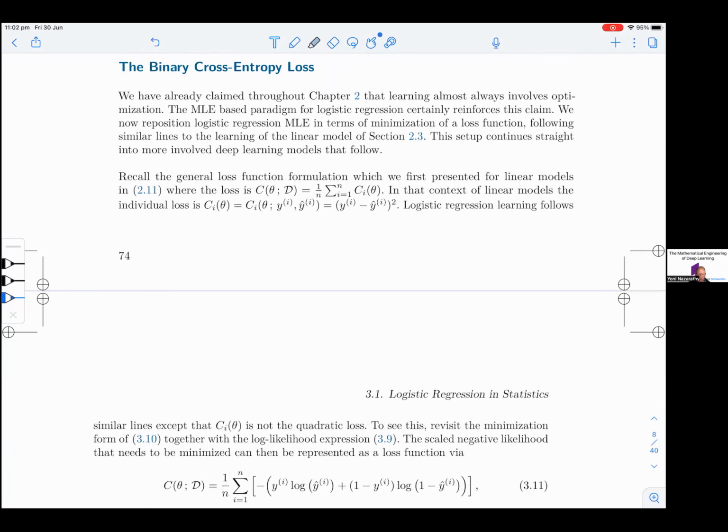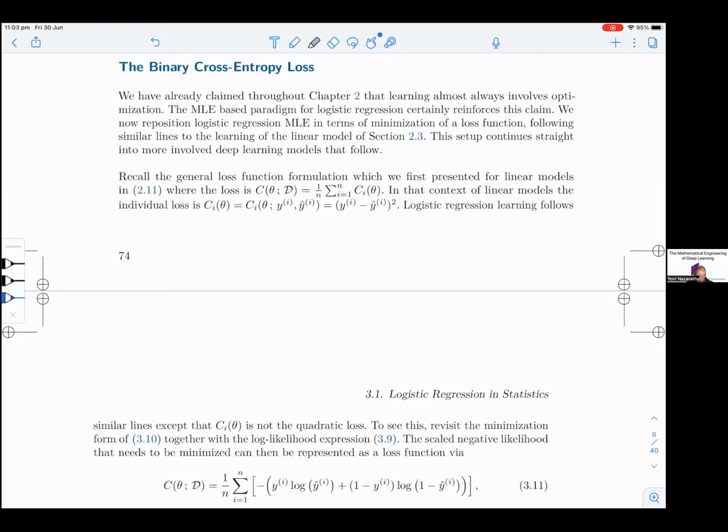The binary cross-entropy loss. We've already claimed throughout chapter 2 that learning almost always involves optimization. The MLE-based paradigm for logistic regression certainly reinforces this claim. We now reposition logistic regression MLE in terms of minimization of a loss function, following similar lines to learning of the linear model of section 2.3. This setup continues straight into more involved deep learning models that follow.